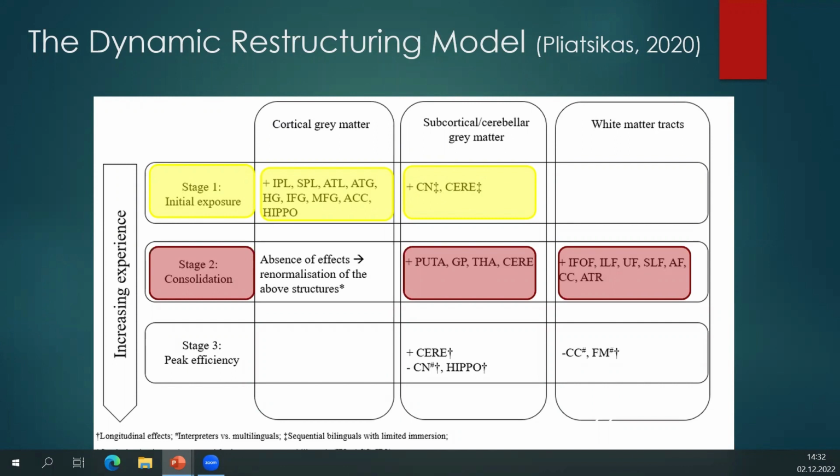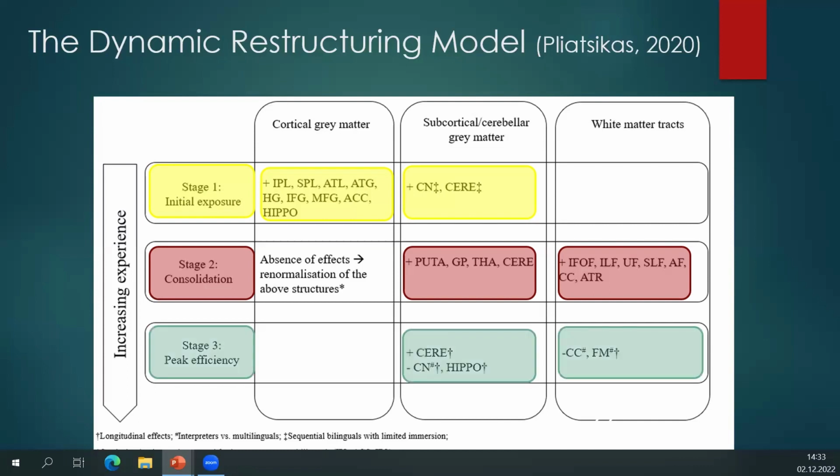The more experienced you become, you enter what I call stage 2, part of the bilingual experience, where suddenly you start seeing the disappearance of these effects. So now you don't get any cortical increases compared to monolinguals. Suddenly all of them disappear. But what you get in the more experienced bilinguals is all the subcortical effects. So the effects practically move. And this is the type of experience where you would expect to see changes in the white matter. So these are all white matter tracts.